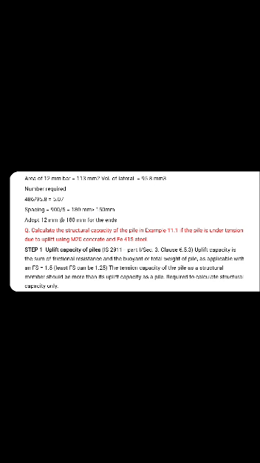Next, calculate the structural capacity of the pile. In the above example, if the pile is under tension due to uplift using M20 concrete and Fe415 steel. Uplift of piles is the sum of frictional resistance and the total weight of pile, applicable with a factor of safety of 1.5. The tension capacity of the pile as a structural member should be more than its uplift capacity. We need to calculate structural capacity only.